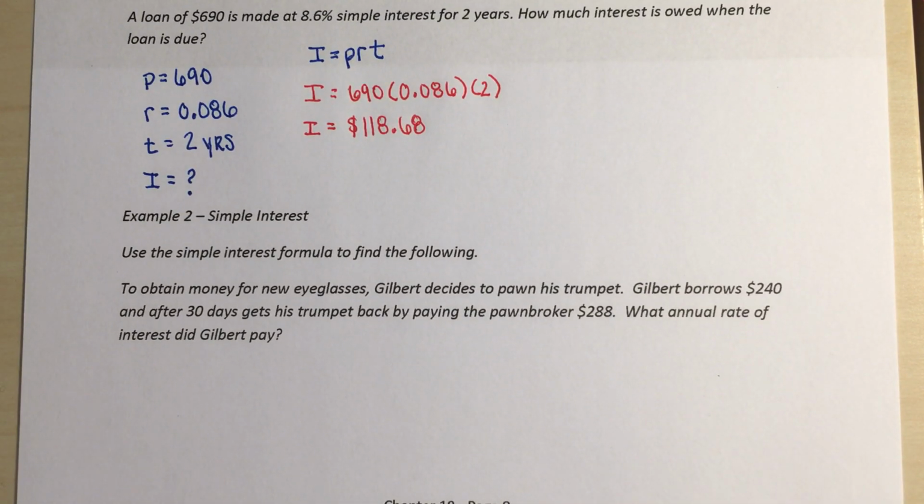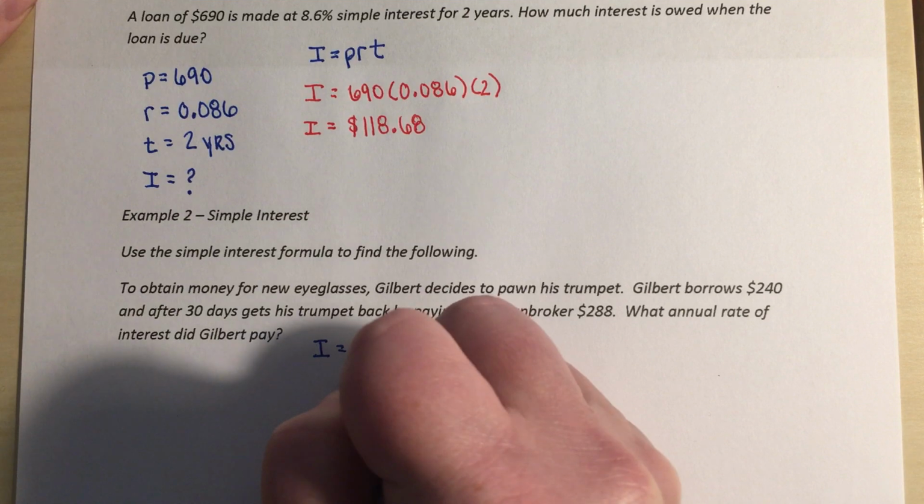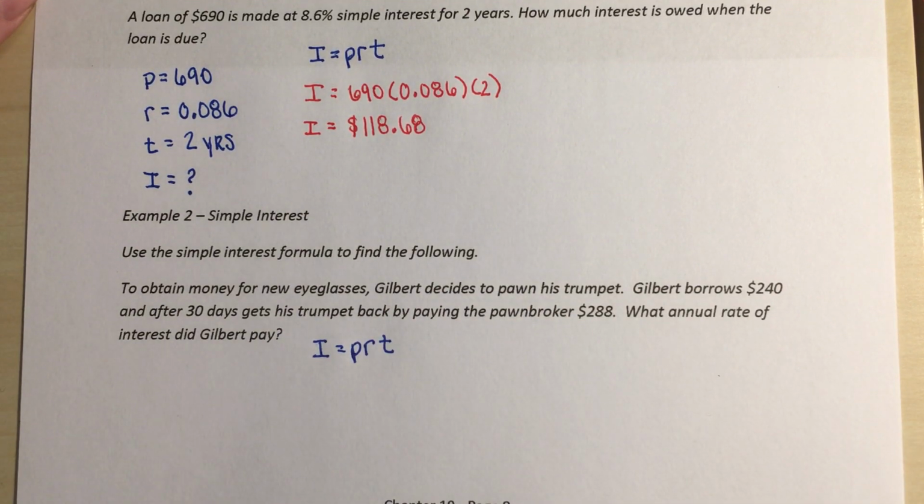All right, so let's do another simple interest example right below here. This one's going to be a little more complicated. There's going to be a little bit of extra information that we're going to need to consider, but we're still using our same basic formula. So we're still going to use I equals P times R times T. To obtain money for new eyeglasses, Gilbert decides to pawn his trumpet. Gilbert borrows $240 and after 30 days gets his trumpet back by paying the pawnbroker $288. What annual rate of interest did Gilbert pay?